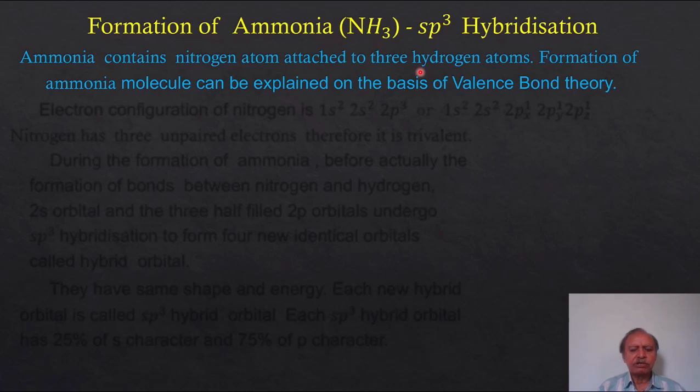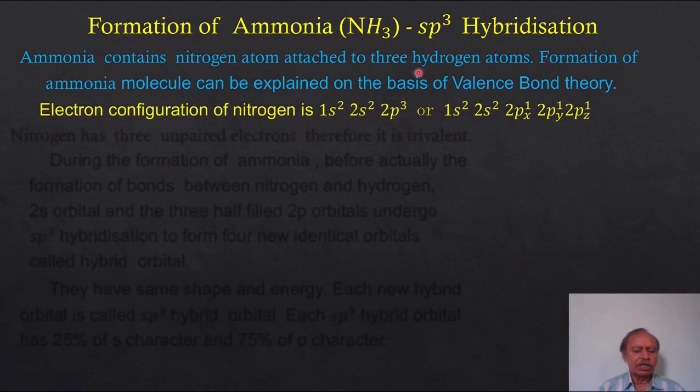So first of all you have to know the electron configuration of nitrogen. You know the atomic number of nitrogen is 7. That means there are 7 electrons in nitrogen. Out of the 7 electrons, 2 electrons are filled in the 1s orbital, another 2 electrons are filled in the 2s orbital, and the remaining 3 electrons are filled in the 2p orbitals.